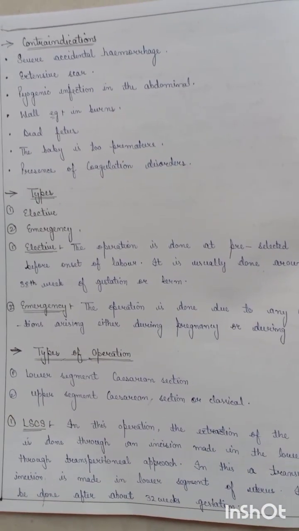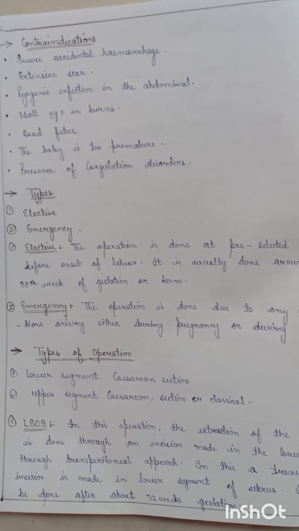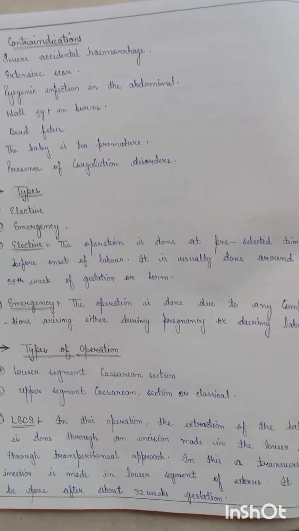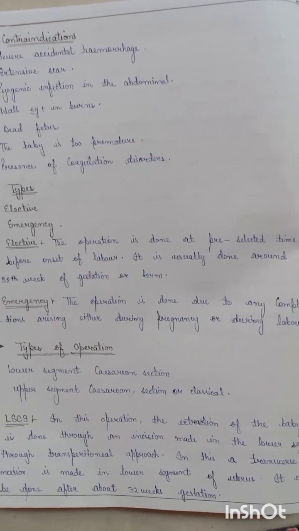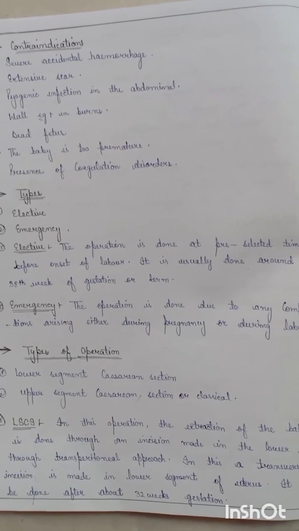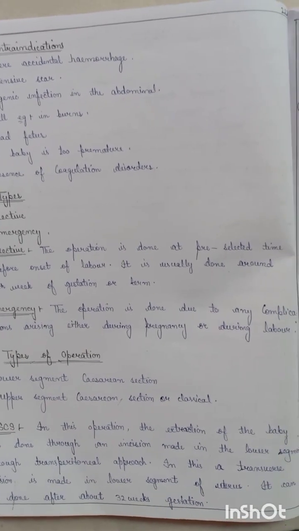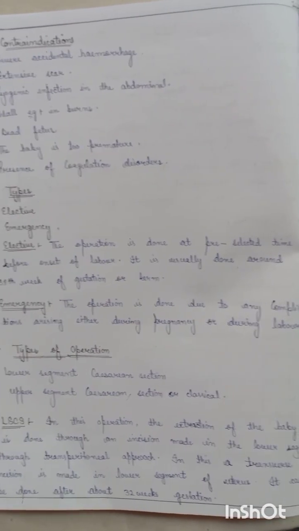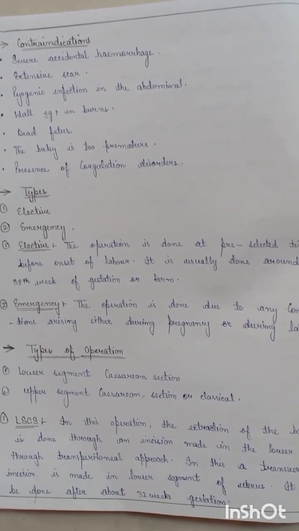Types of operation are lower segment cesarean section and upper segment cesarean section. In LSCS, the extraction of the baby is done through an incision made in the lower segment through a transperitoneal approach. A transverse incision is made in the lower segment of the uterus. It can be done after about 32 weeks of gestation.